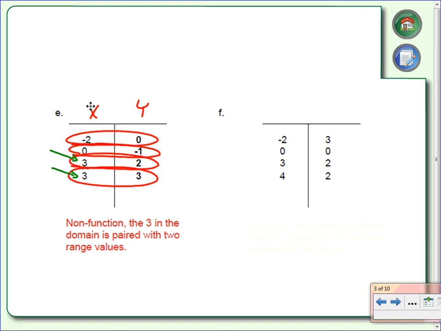So you know how it says 3 and 3? That's okay. What makes it not a function is the 3's under the x column.